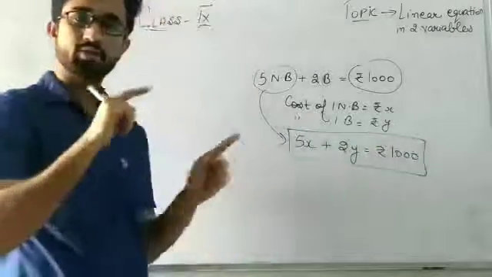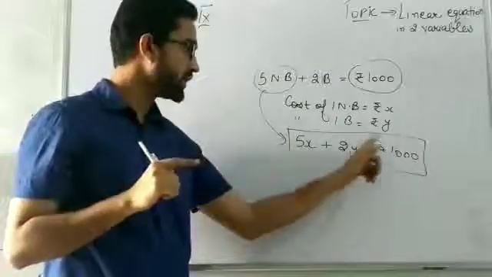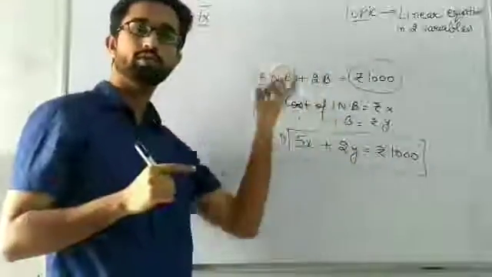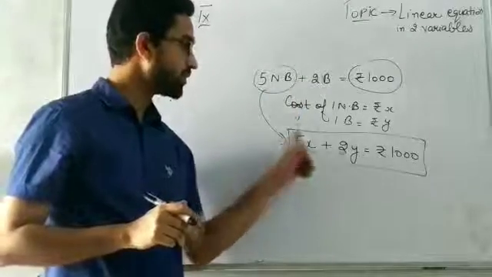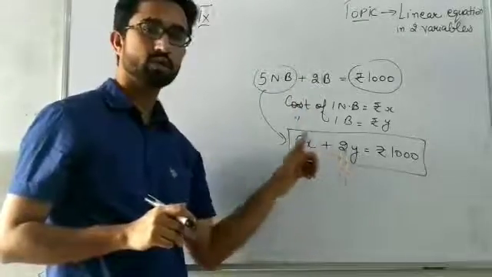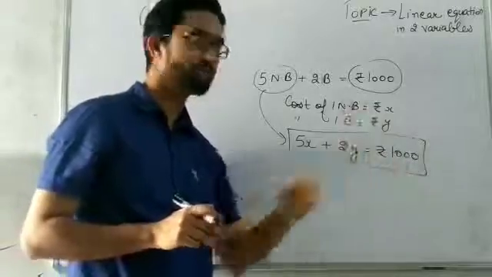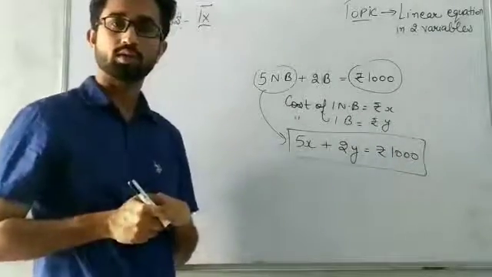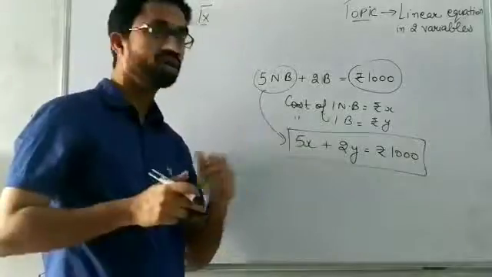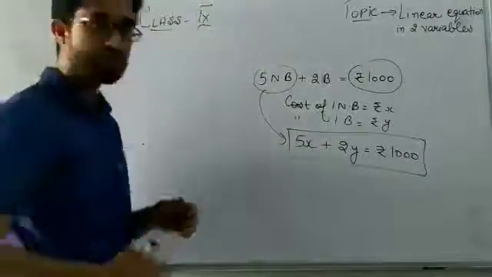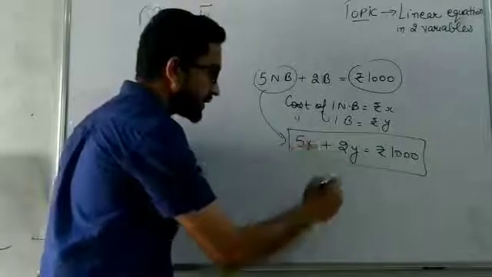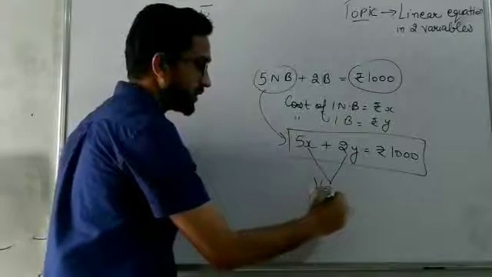Okay. So just see what I have done. I have generated an equation in terms of the condition which was given to us. The cost of 5 notebooks and 2 books is equal to rupees 1000. Okay, so this is what we call a linear equation in 2 variables. And what are the 2 variables here? They are our X and Y.